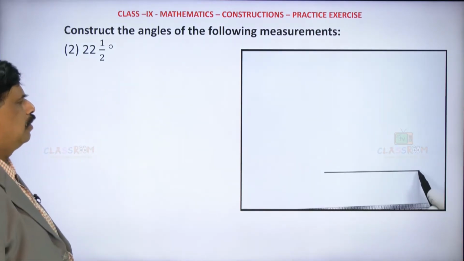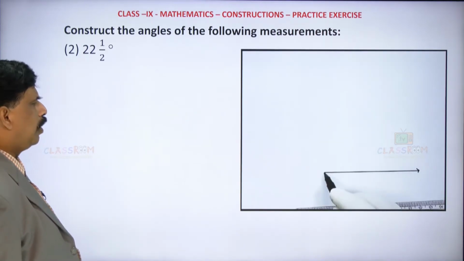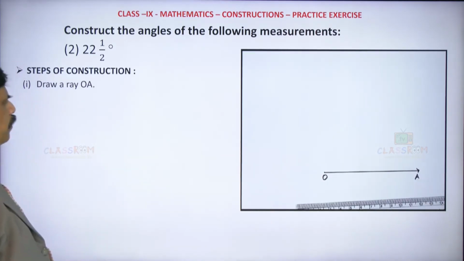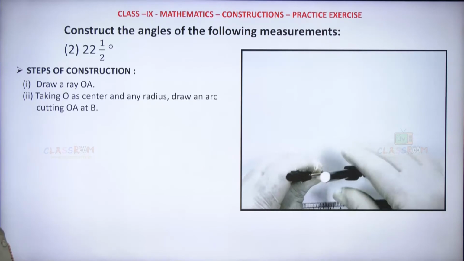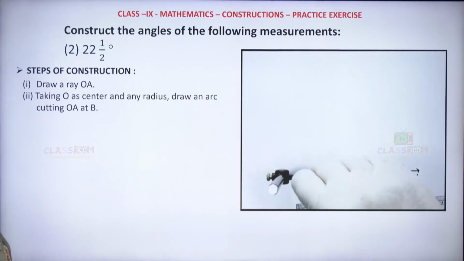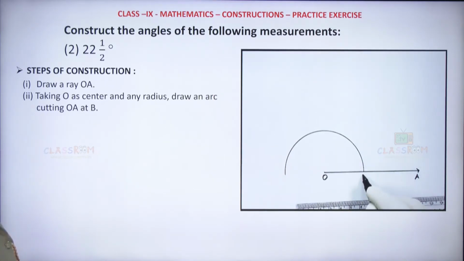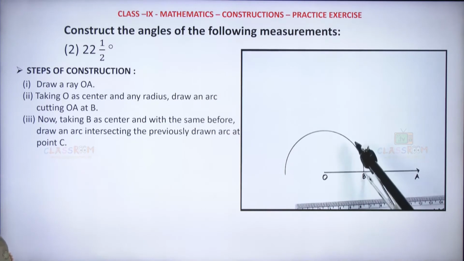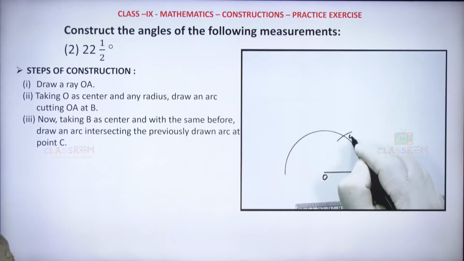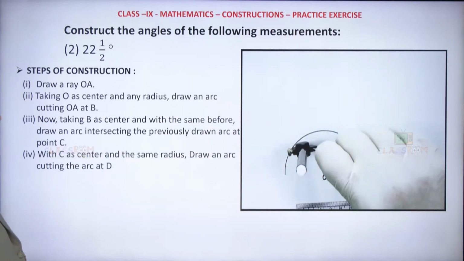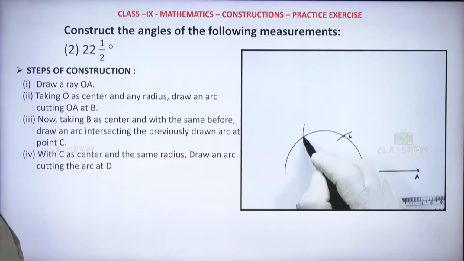So first we will draw a ray OA. Now taking O as center and any radius, draw an arc cutting OA at B. So now taking B as center and with the same radius, draw an arc cutting the previous arc at C. Now with C as center and the same radius, draw an arc intersecting at D.